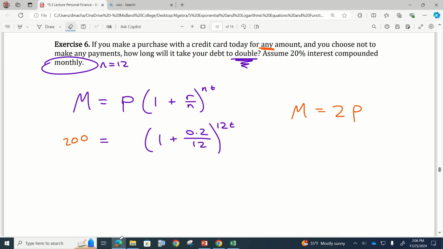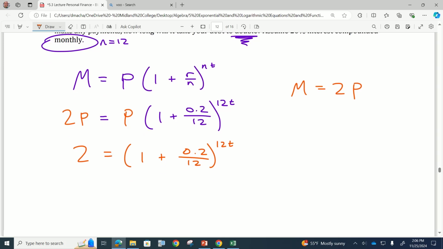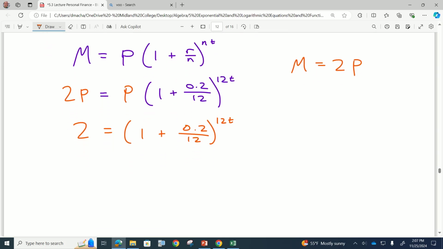That would work. You could also just say, well, my maturity value is 2 times the principal, and then divide both sides of this equation by p, and you would get this. Same thing as if you took 200 divided by 100, you just get 2 on the left side. But it works. Very good. And lastly, to solve for t, what would I have to do?